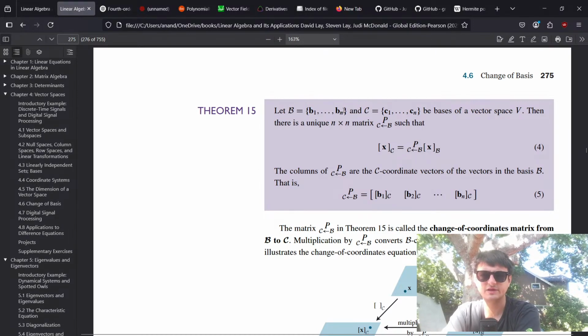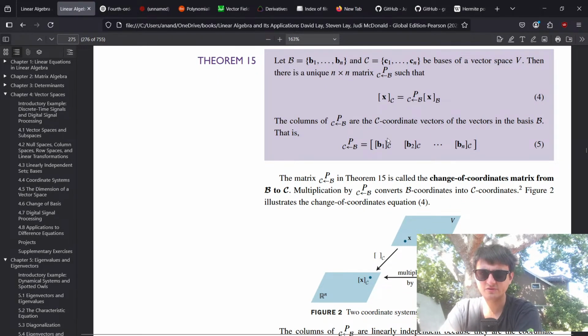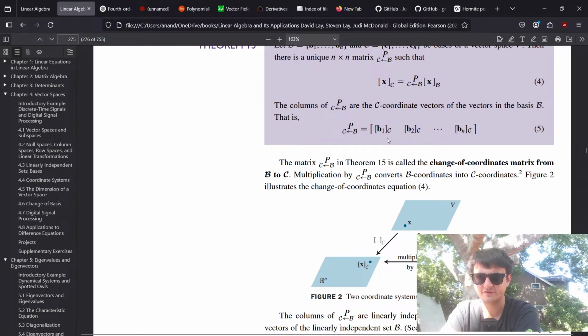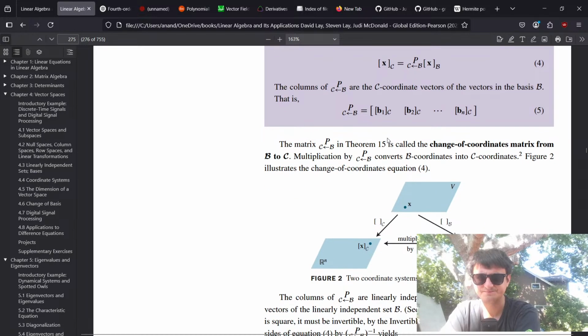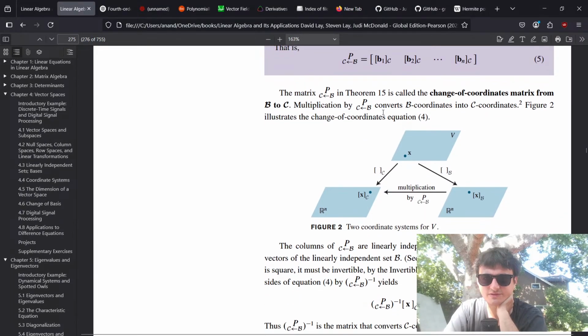So, the general theorem of this two-dimensional example is: let B and C be bases of V. Then there's a unique n by n matrix P such that you can multiply a vector x written in terms of basis B and convert it into a vector written in terms of basis C. The columns of P are the C coordinate vectors of the vectors in the basis B. It's called the change of coordinates matrix from B to C, and it converts B coordinates into C coordinates.